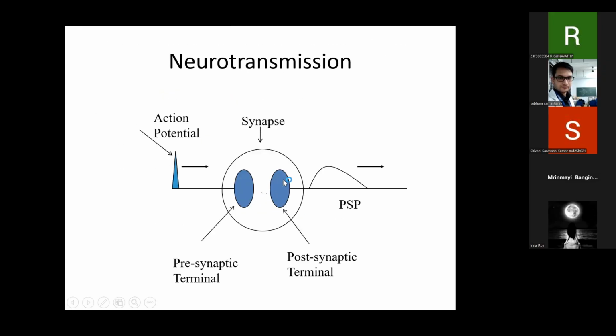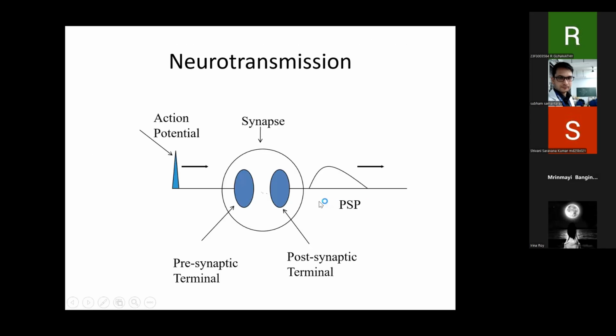And then the substance comes to the postsynaptic side. Again, a lot of chemistry takes place here. That produces another voltage signal on the postsynaptic side, and that is called postsynaptic potential. For obvious reasons, it's a voltage signal or a potential produced on the postsynaptic side.